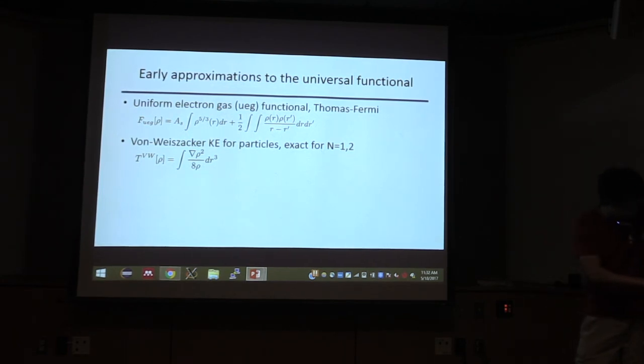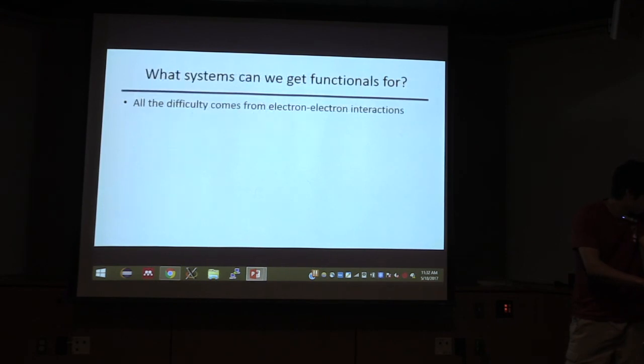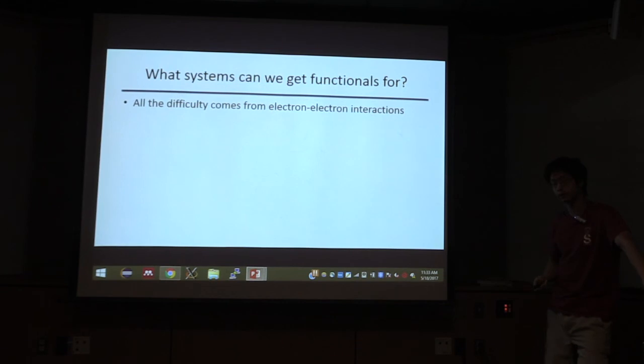Yeah, so the problem is that we don't have a universal, one problem is they're not accurate enough for application to molecules. The second problem is the true universal functional is still unknown today. So then the question becomes, what systems can we get functionals for? How can we mess with DFT such that it gives us a practical method?